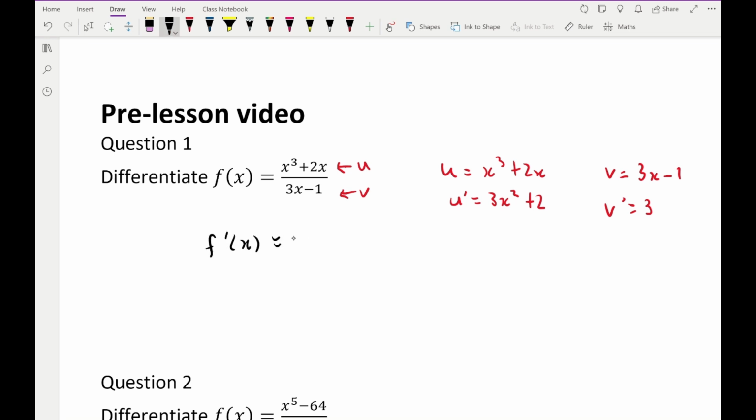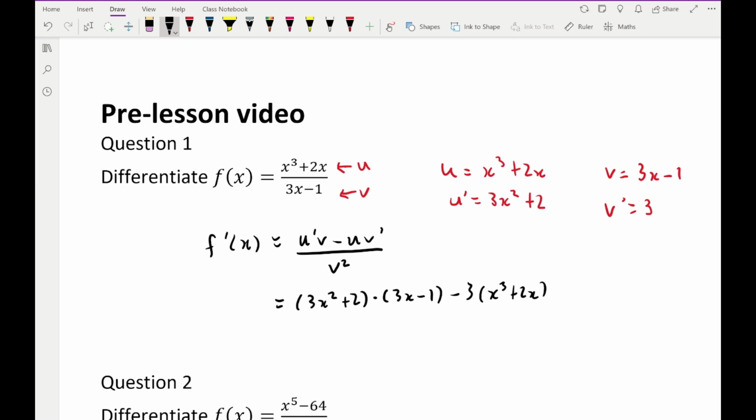The quotient rule tells us the derivative is u dash v take uv dash over v squared. So that's 3x squared plus 2 is u dash, times that by v, take away, now we're going to get uv dash, so that's x cubed plus 2x, times by v dash, which is 3, and I'm just going to chuck that 3 out the front. Divide ourselves out by v squared, which is 3x take 1 squared.